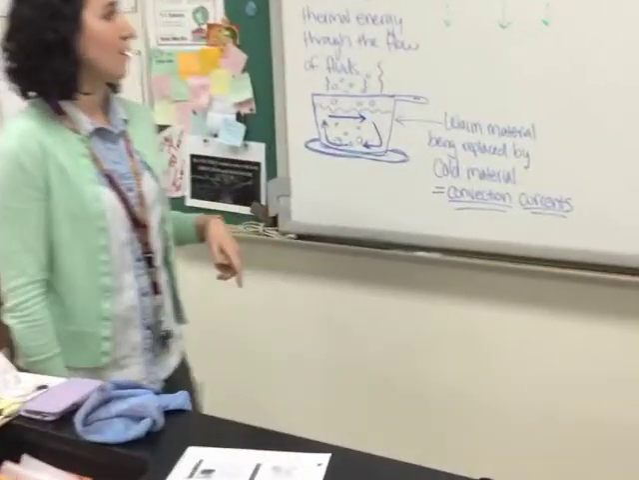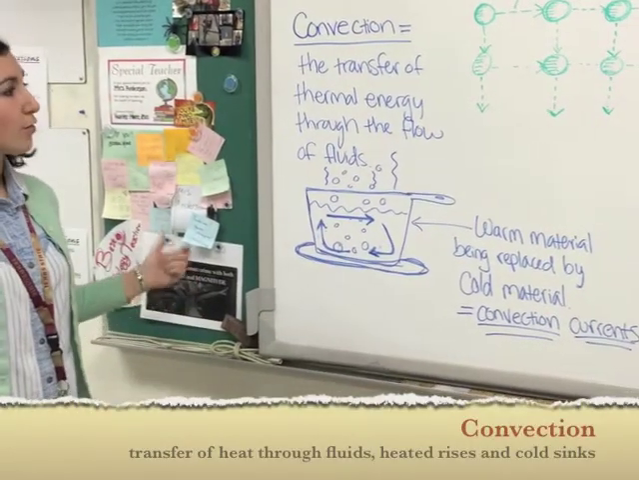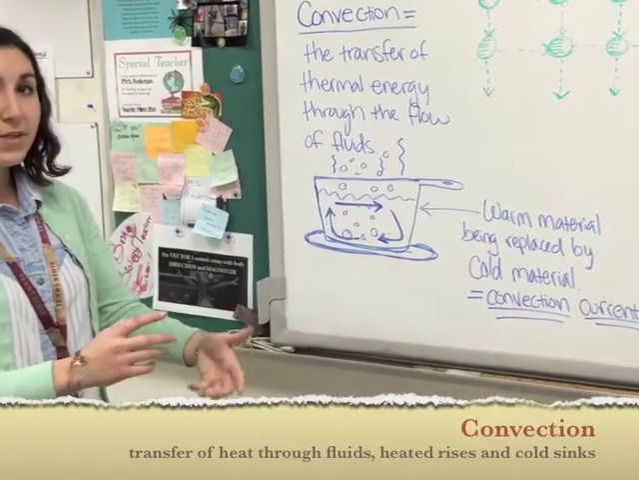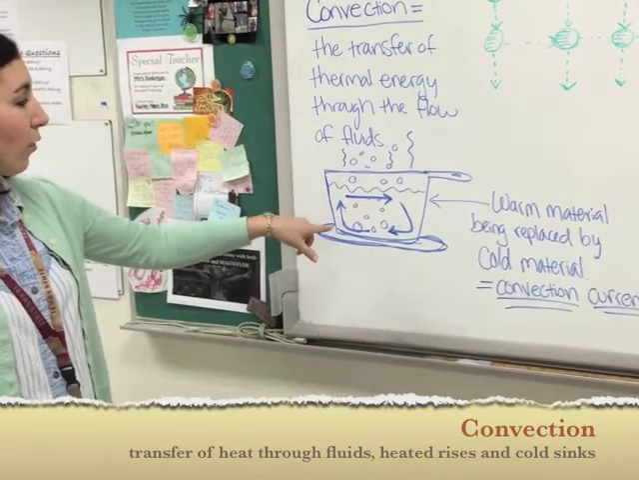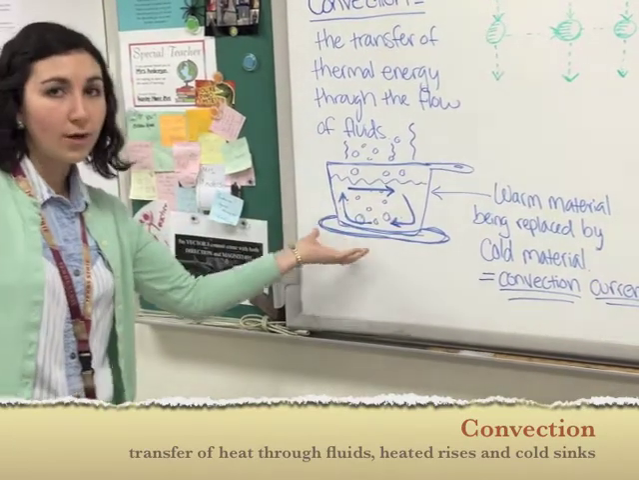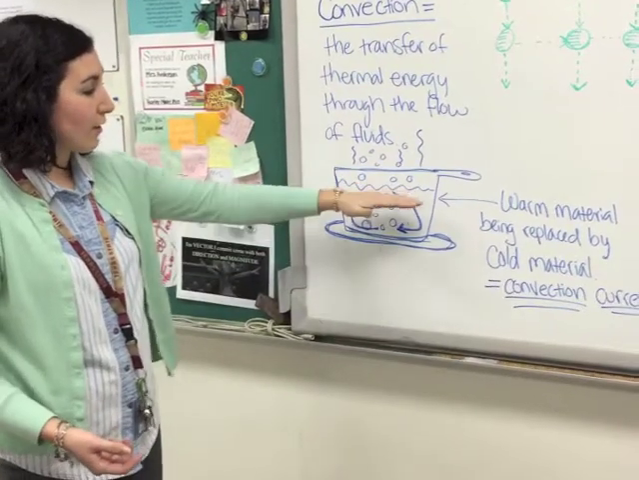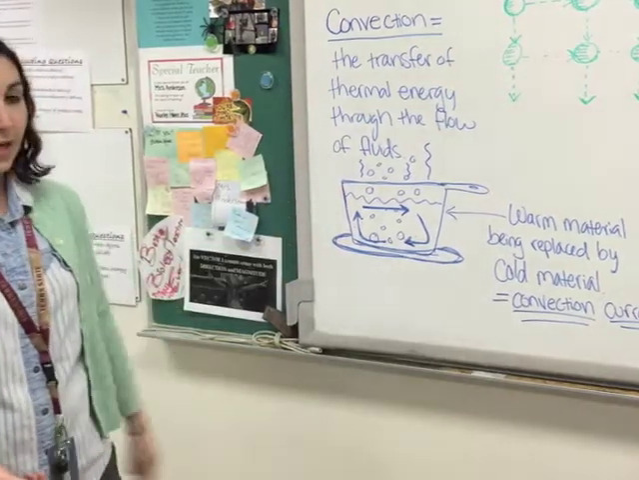The next thing we have is convection, which is the transfer of thermal energy through the flow of fluids. It's warm material being replaced by cold material. When a pot of water is boiling, that hot water rises up to the top, and it's being replaced by cold water that is already at the top, moving down to the bottom as the water is being heated up.